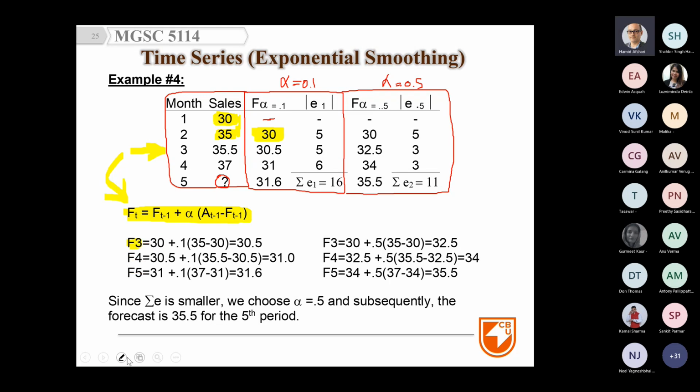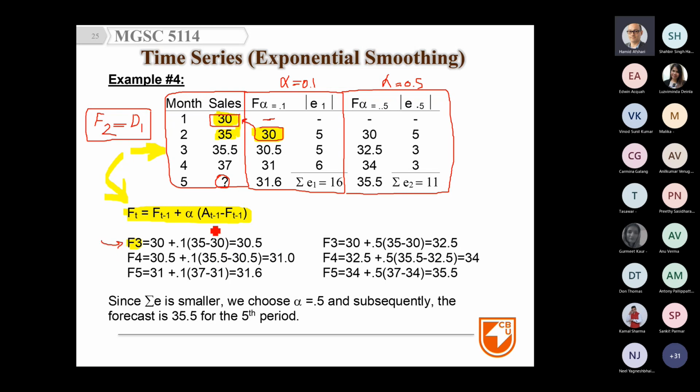And I had one assumption, as I told you before. What was that assumption? F2 is equal to D1. Perfect. This is a very important assumption. That's why I don't need to calculate F2. This is already assumed to be the same as the actual here. That's why I start from period number 3.